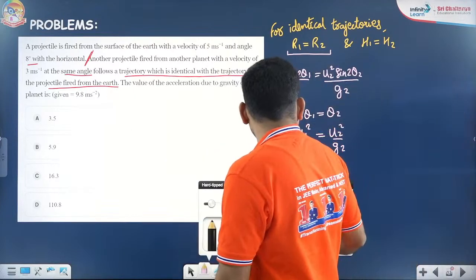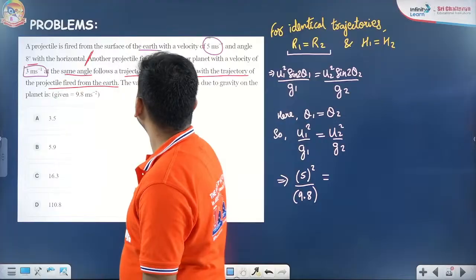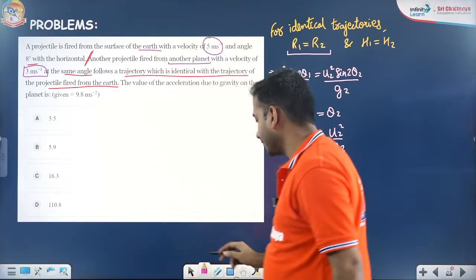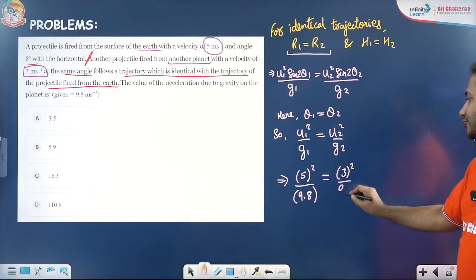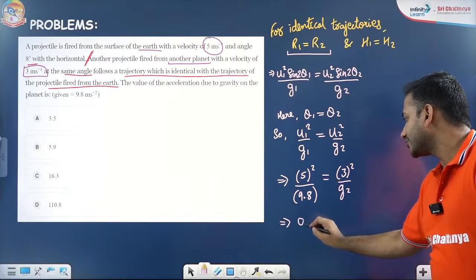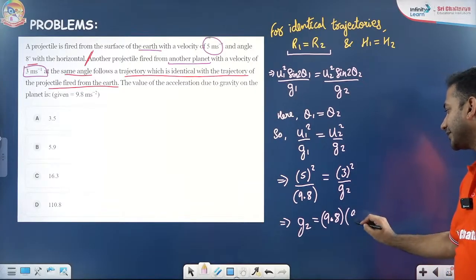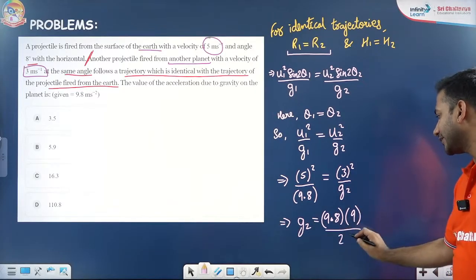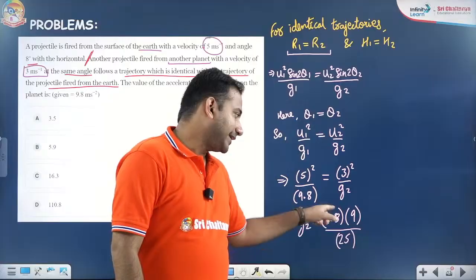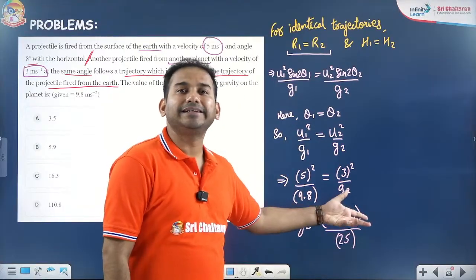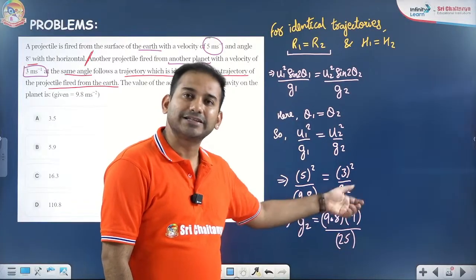U2 is basically 3 meters per second. See this data, 5 meters per second from the Earth, 3 meters per second from another planet. So here it is 3 square by G2. From here what you got is G2 will be equal to 9.8 into 3 square, that is 9, by 5 square, that is 25. So you see, if you had 10 here, then 10 into 9 is 90, not even 100. And here it is not even 10, it is 9.8, so it is less than 90.